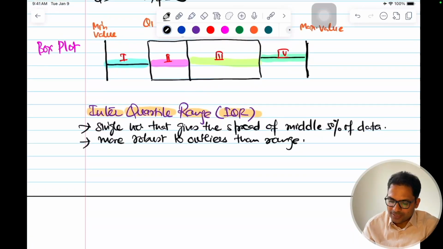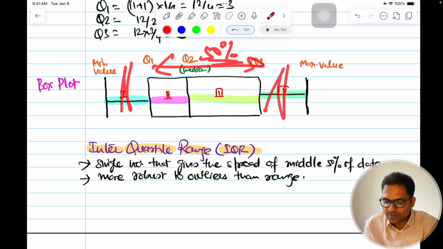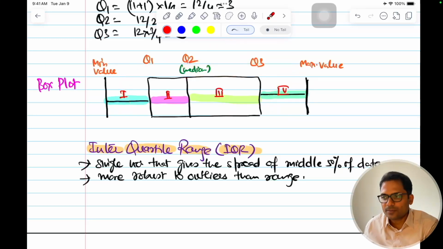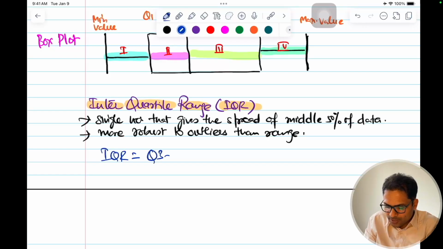Say, for example, the middle 50% means this range. It starts from here and goes to here, so this will be Q3 minus Q1. This is your middle 50% of the data. This is the first 25%, the last 25%, and this is your IQR. So your IQR is equal to wherever your Q3 lies minus Q1.